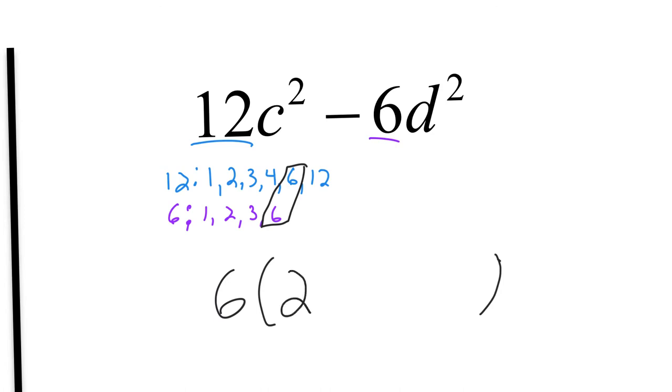And you guys keep the c with the square because we didn't factor out any c, we didn't factor out any d's. They don't have anything in common. For the variables, they're different. C and d are different letters.